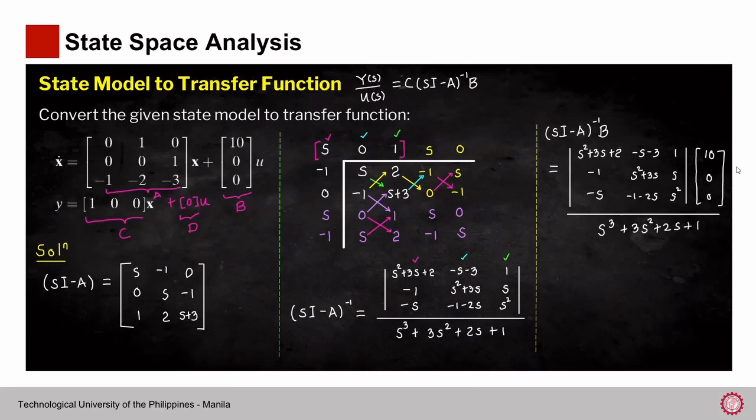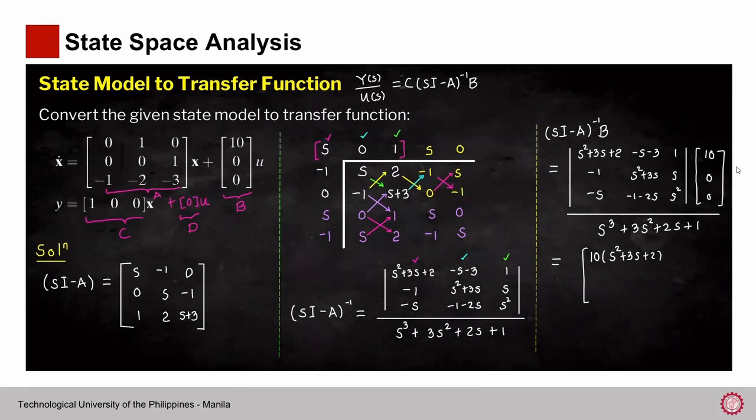Now, when you multiply, it's like a dot product, guys, if you recall. So, s square plus 3s plus 2 times 10, negative s minus 3 times 0, and 1 times 0. So that's the first element of the answer. So that is 10 into s square plus 3s plus 2.